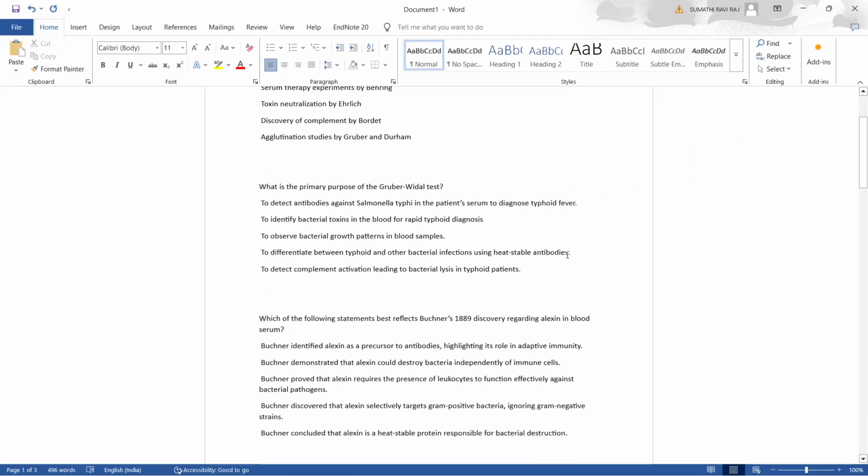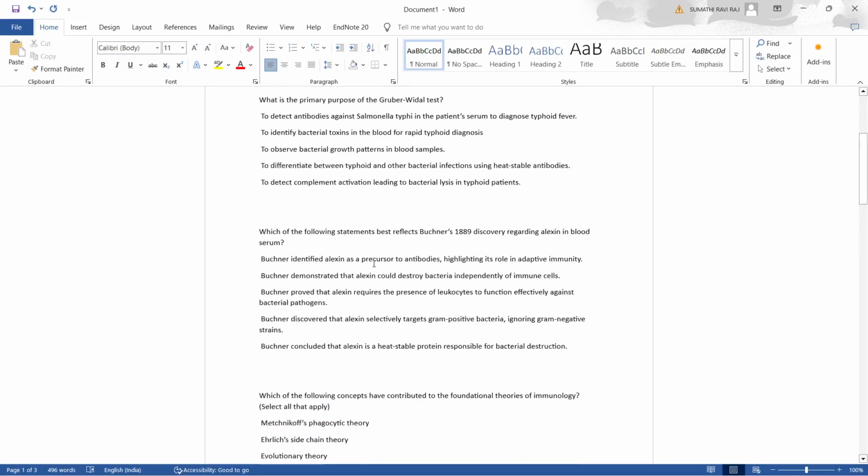Then next we also discussed the Gruber-Widal test. So what is the primary purpose of the Gruber-Widal test? Whether it is to detect the antibodies against Salmonella typhi in the patient's serum, to diagnose the typhoid fever, or to identify the bacterial toxins in the blood for rapid typhoid diagnosis, or to observe bacterial growth patterns in blood samples, or to differentiate between typhoid and other bacterial infections using heat stable antibodies, or whether it is to detect complement activation leading to bacterial lysis in typhoid patients. So we discussed the Gruber-Widal test in detail, and which one of these is the primary purpose is known.